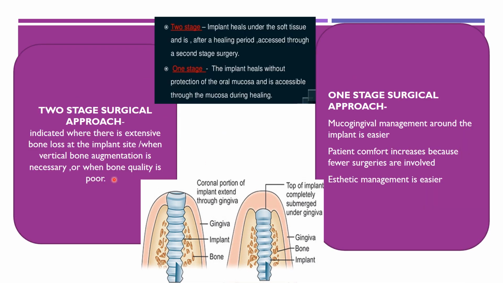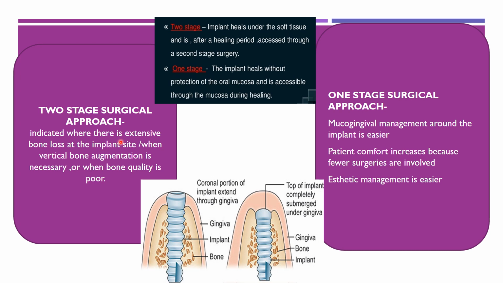So coming to two stage and one stage. A two-stage implant heals under the soft tissue, and after the healing period it is accessed through a second stage surgery. And a one-stage implant heals without the protection of oral mucosa and is accessible through the mucosa during healing. Okay. The two-stage approach is usually indicated when there is extensive bone loss at the implant site.